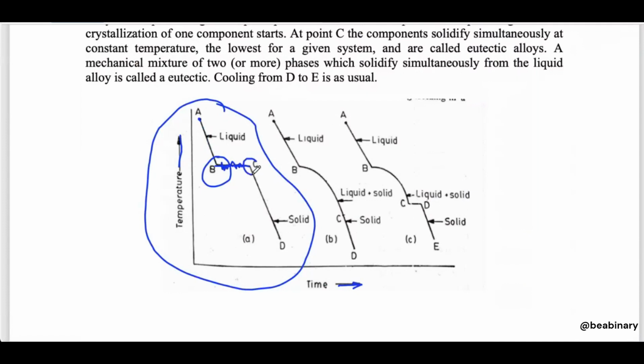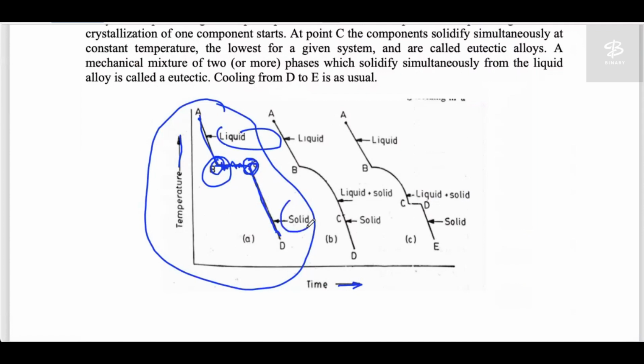But at C, what happened? All the liquid has converted into solid. So the conversion of liquid to solid is completed at point C. If you still extract the heat, the temperature will lower again. So B is the start point and C is the end point. The A to B part is a completely liquid line, and after C, this is your solid line.